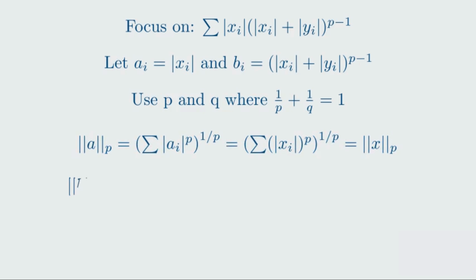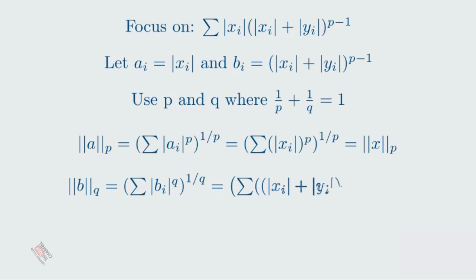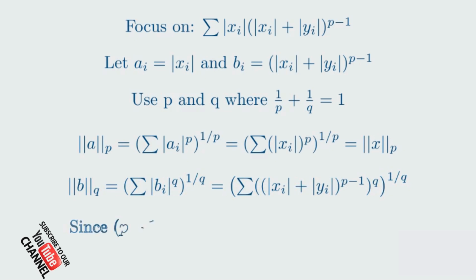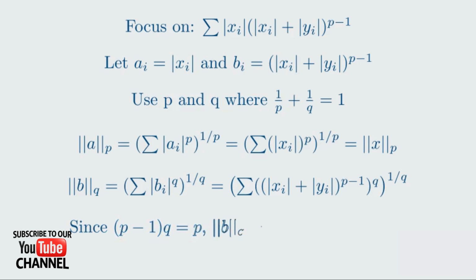For the b sequence, we need its q norm. This means we sum the qth powers of each term and take the qth root. The key observation here is that (p-1) times q is exactly equal to p. This is because, from 1/p + 1/q = 1, we get (p-1)q = p. Because (p-1)q = p, the expression simplifies. We get the sum of (|x_i| + |y_i|)^p, all raised to the power of 1/q. This is almost the p norm of x + y, except it's raised to the power of 1/q instead of 1/p.